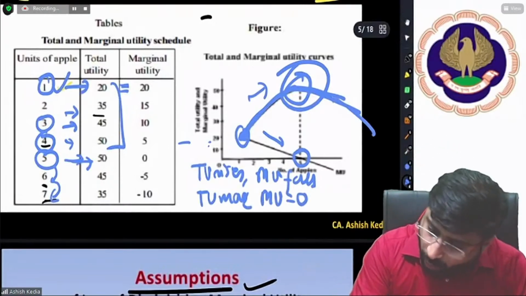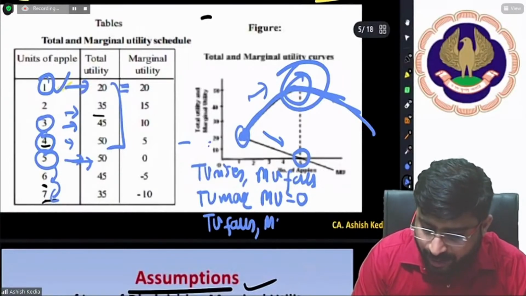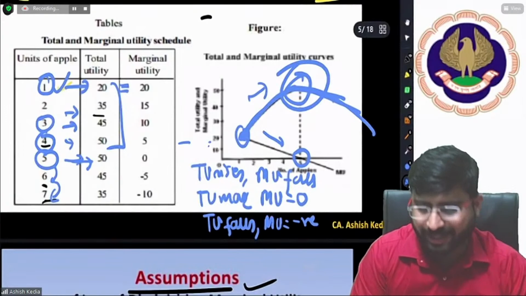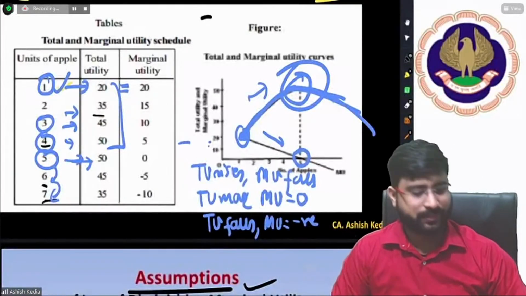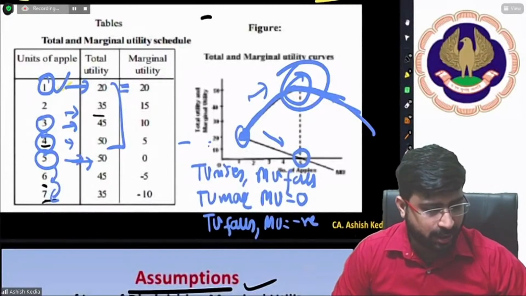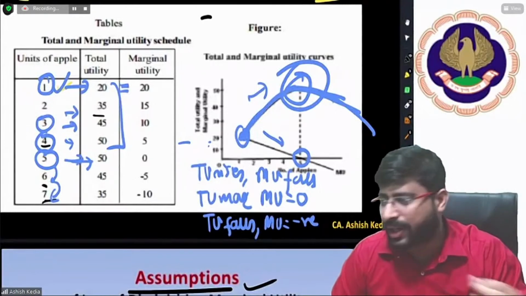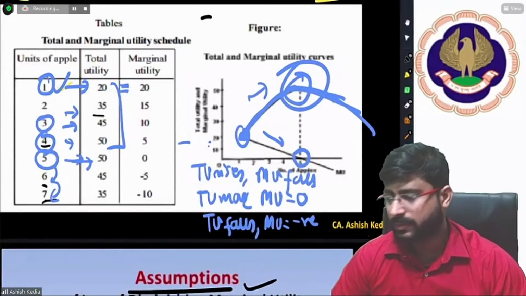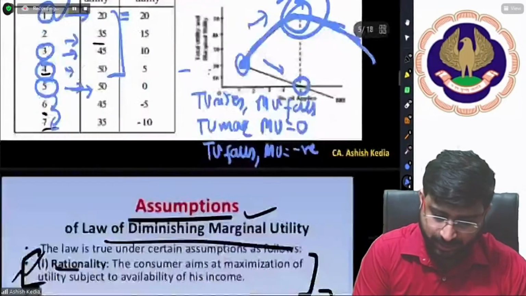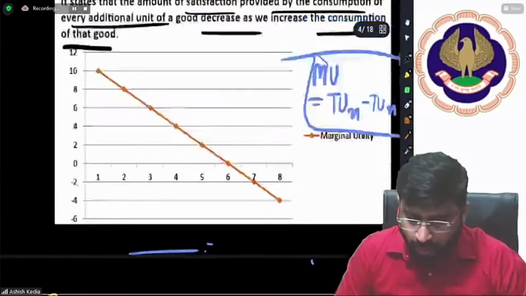And when TU falls, what is MU equal to? MU is negative. When TU falls, MU is negative. Sir, you are telling when TU falls, MU is negative. That's right. That is what I'm saying exactly. Clear, sir. So now we have understood the following point.